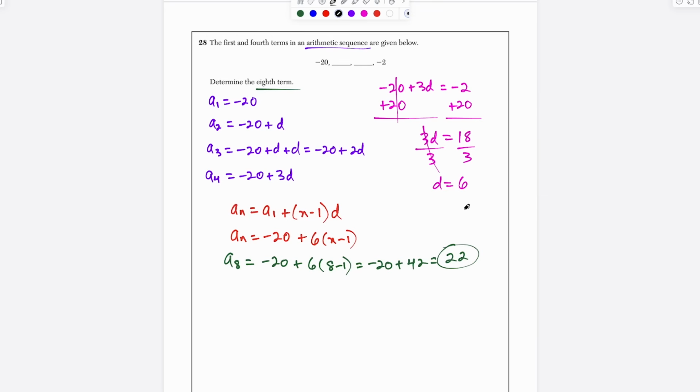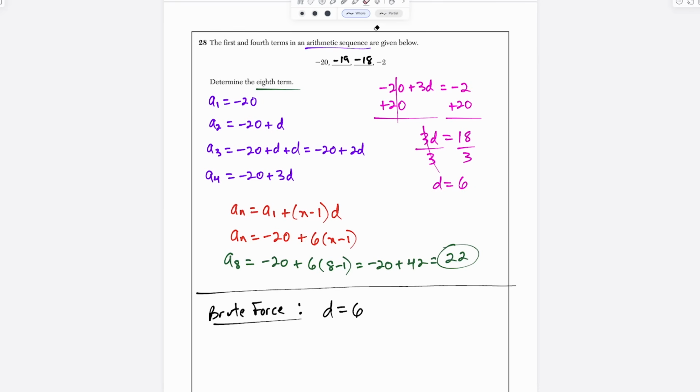But I just want to point out, this is a lot of work. So let's say you just want to play guess and check until you find the common difference. This method here is just an additional method. Don't actually write brute force, but that's basically what we're doing here. And we find out the common difference is 6. Maybe you try out 1 first and you're like, all right, plus 1 is negative 19, plus 1 is negative 18, plus 1 is negative 17. And it's like, all right, it's not 1. And you just keep trying until you say, all right, the common difference is 6.